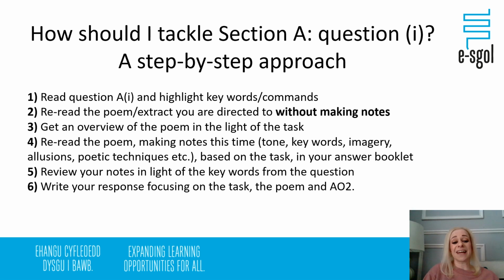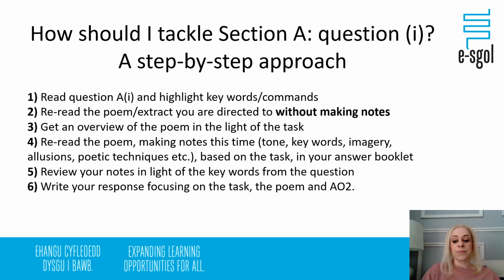Step 3 will be to get an overview of the poem in the light of the task. So as you're rereading this poem, like I said, keep in mind the key theme or idea that you have been asked to look at, because that will be key for the next step. So step 4 then, we're going to reread the poem again, and this time we're going to start making annotations and notes to do with the question.